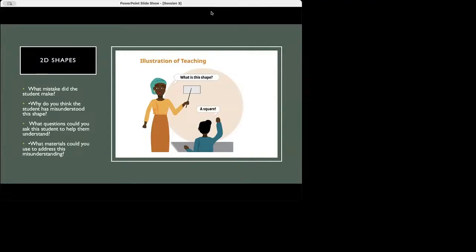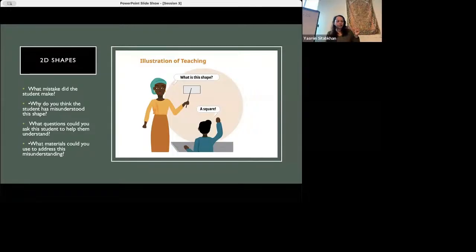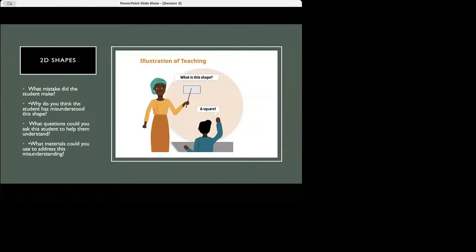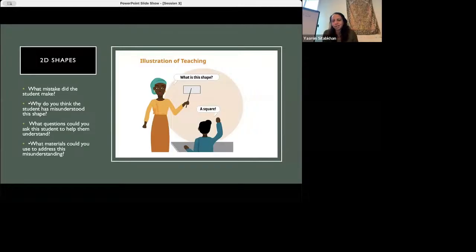The mistake the lad made is mistaking a square with a rectangle, confusing the two shapes. Which shapes are they confusing? Square with rectangle. Exactly. A square and a rectangle, right? Very common mistake in the early years.